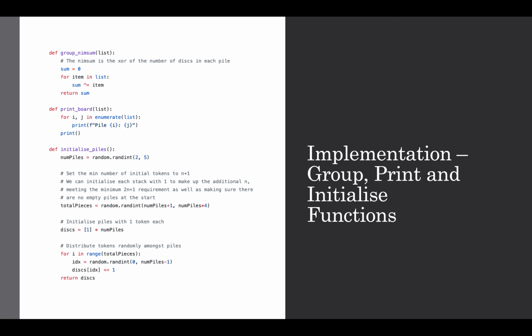Now, the first function that we call at the very start of the script is called initialize piles. This function creates the initial game board. It chooses a random number of piles between 2 and 5, which we'll call n, and assigns one token to each pile. To store the number of tokens in each pile, we use a list of integers. With the remaining n plus 1 tokens, we use a for loop to distribute them randomly among piles. And now Denika's going to detail the limitations and constraints of our solution.